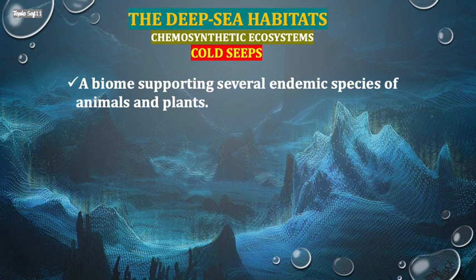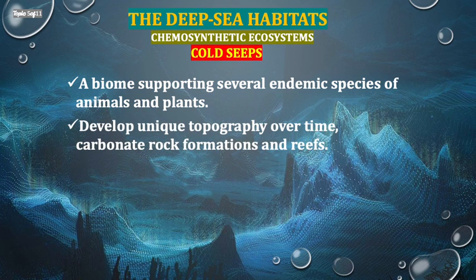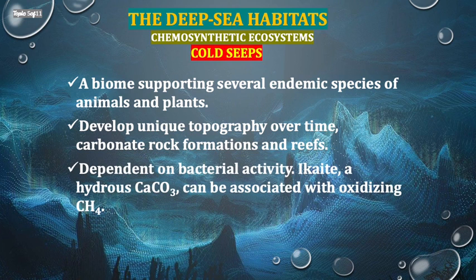A cold seep is a biome that has a high number of animal and plant endemism. Over time, they develop unique topography by forming carbonate rock and reefs. Most of the organisms that live there are dependent on bacterial activity. For example, ikaite, a hydrous calcium carbonate compound, can be associated with methane oxidation at cold seeps.